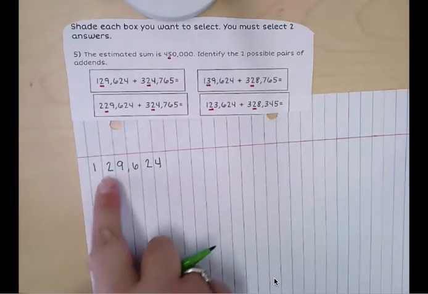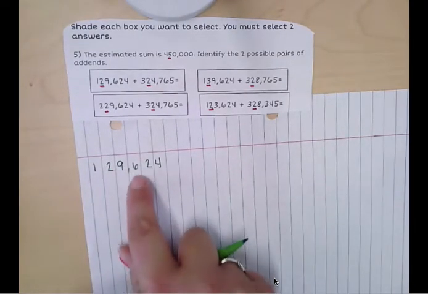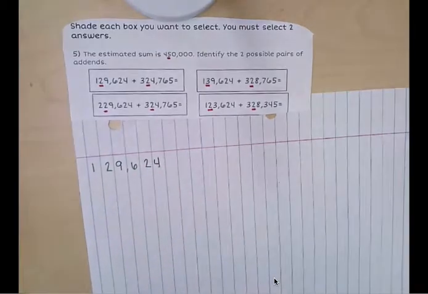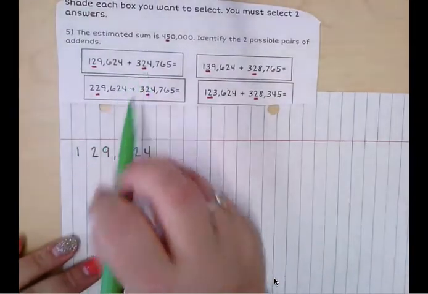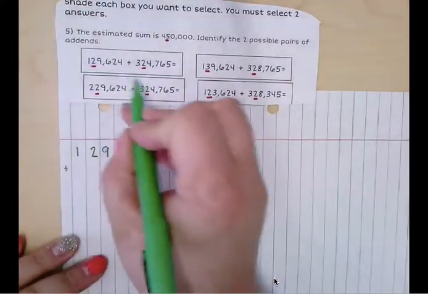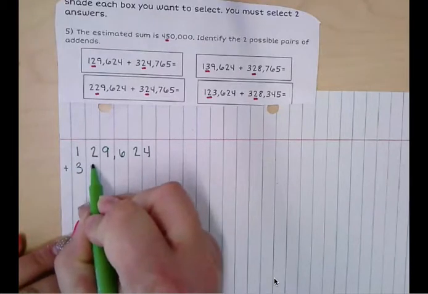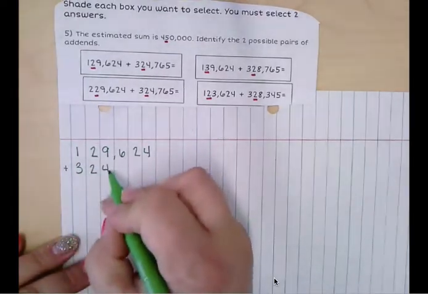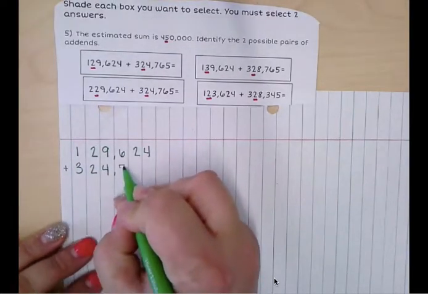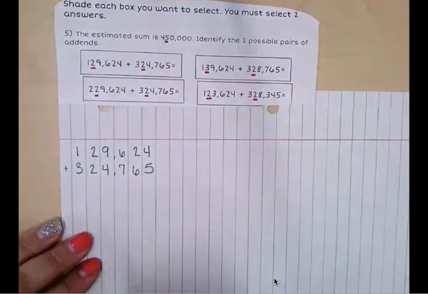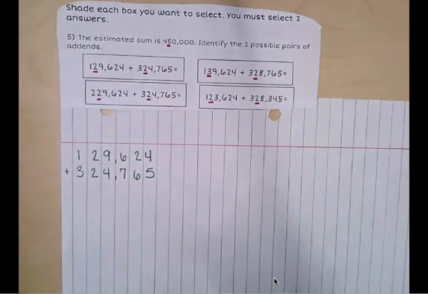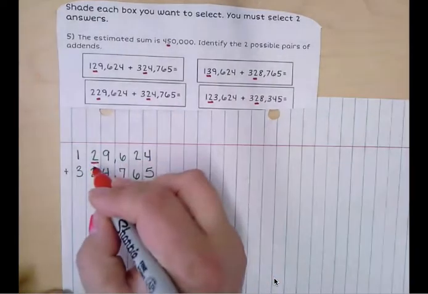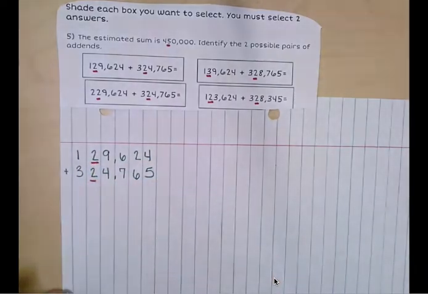Notice how I put one number in each column. That way I can easily line my digits up by place value. The next thing is I'm going to add plus 324,765. My 2 is in the 10,000s and this 2 is in the 10,000s.